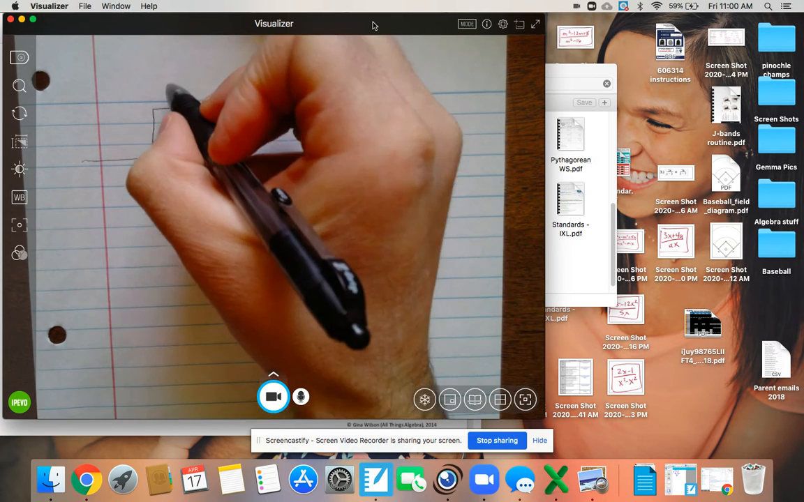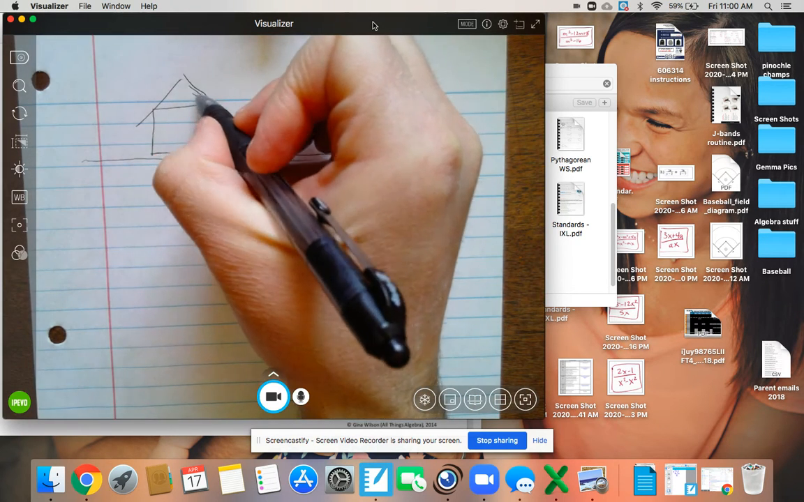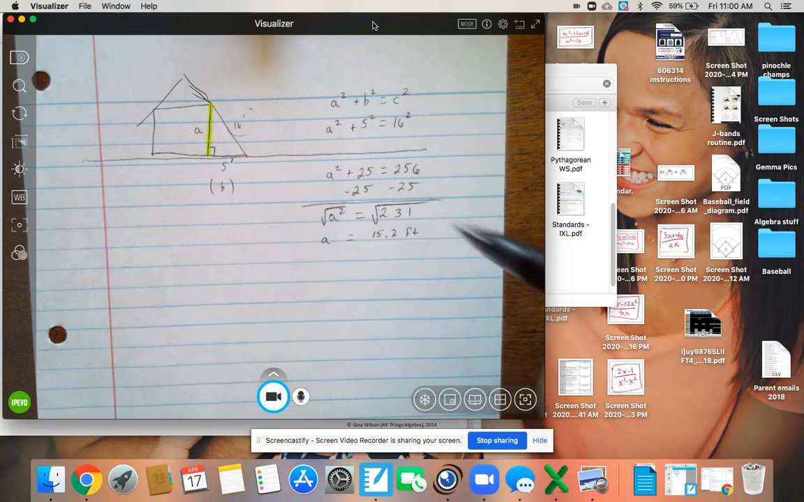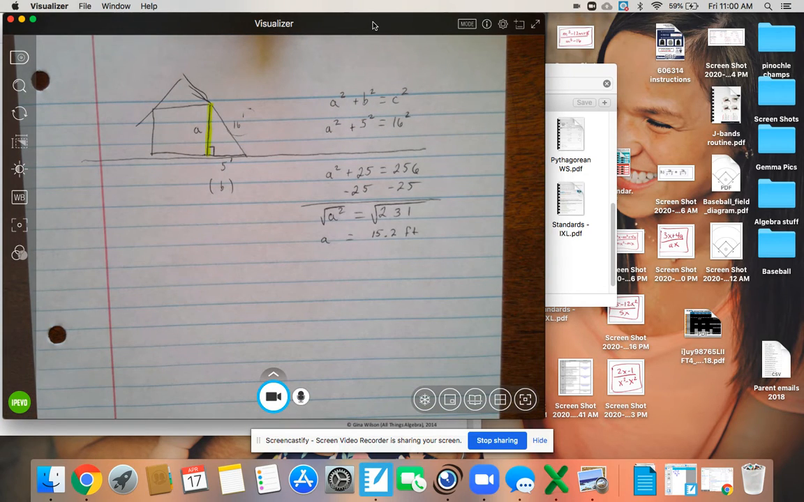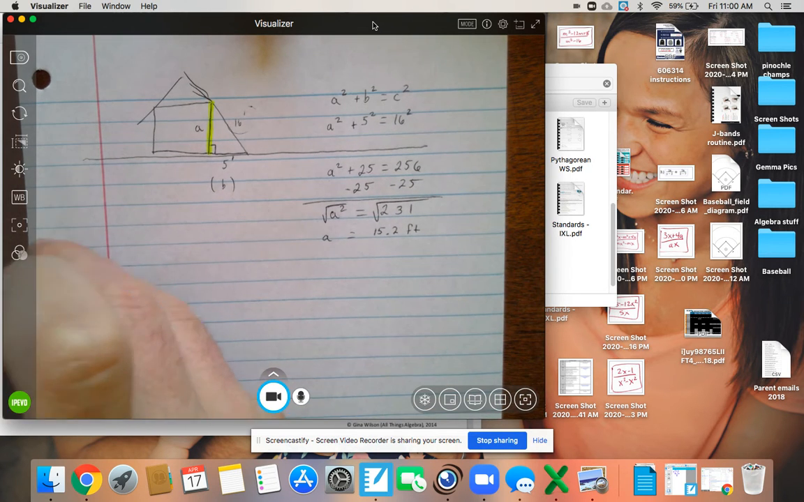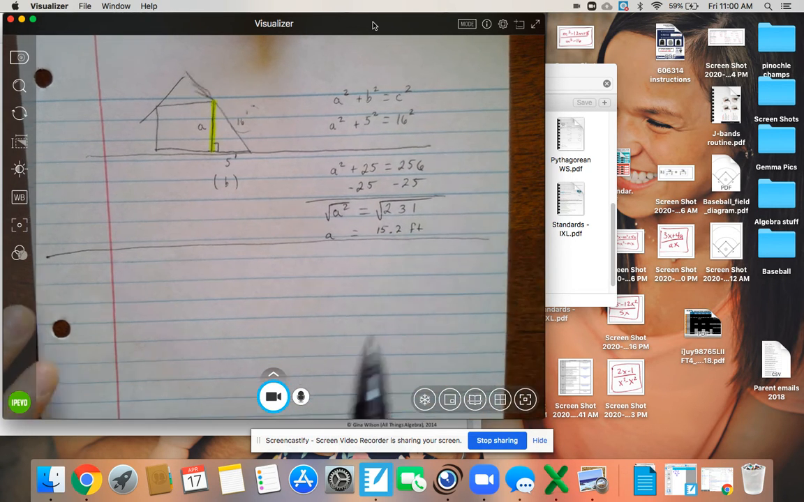So again, given that house, maybe if we want to add the roof to the house, with a 16-foot ladder, we should be able to reach up about 15.2 feet. And again, the picture is the most important element of the problem, so that we know exactly what we're solving for.